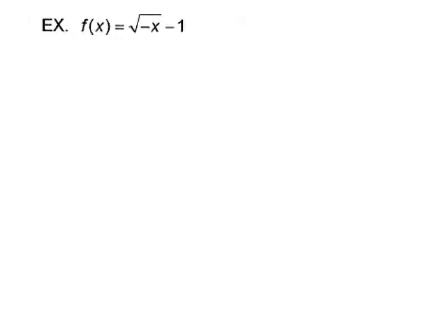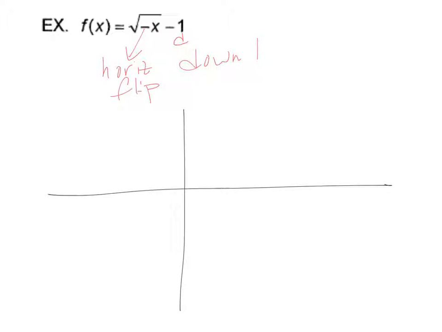F of x equals the square root of negative x and then minus 1. The negative on the inside means a horizontal flip. The 1 would be d. It's a minus, so it's down 1. Okay, square root graph, it's getting moved down 1 and then flipped horizontally. That's a left-right flip. So that would go this way.